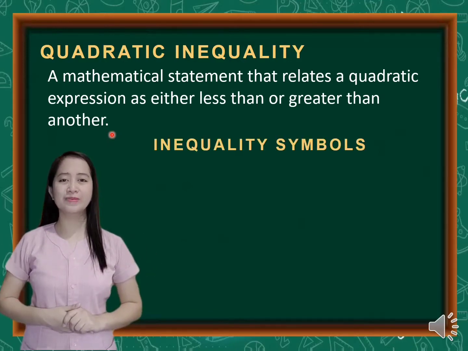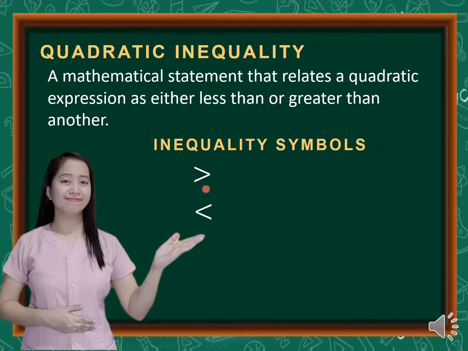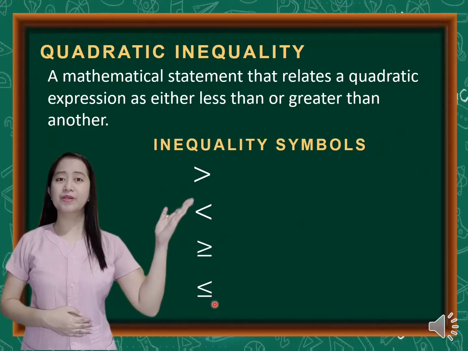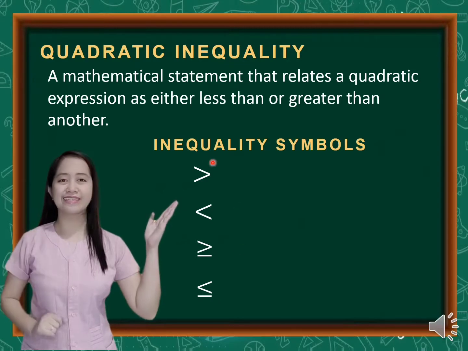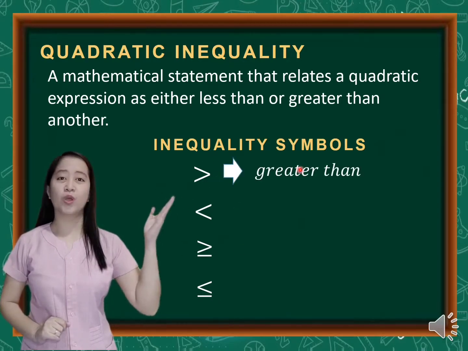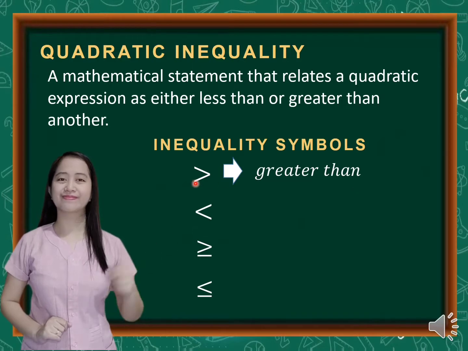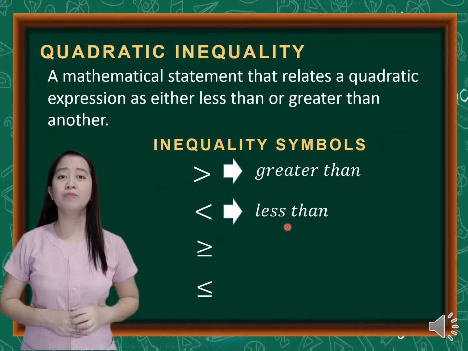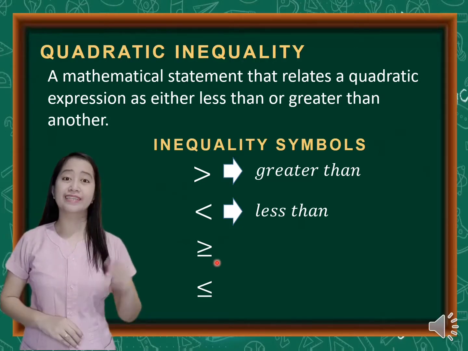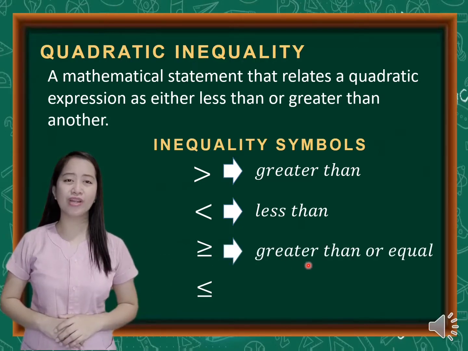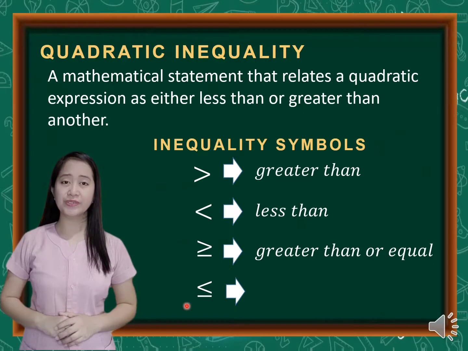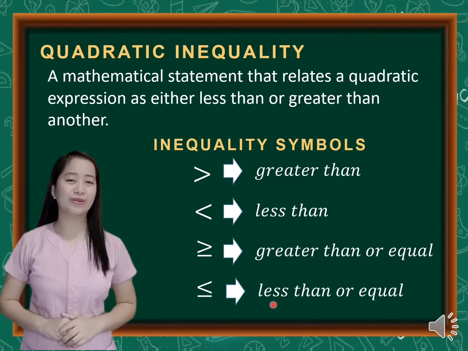The inequality symbols are this one, as well as this. This symbol pertains to, correct, that is greater than. What about this one? Very good. So this refers to less than. How about our third symbol? That is right. This stands for greater than or equal. And for our last symbol, this refers to less than or equal.